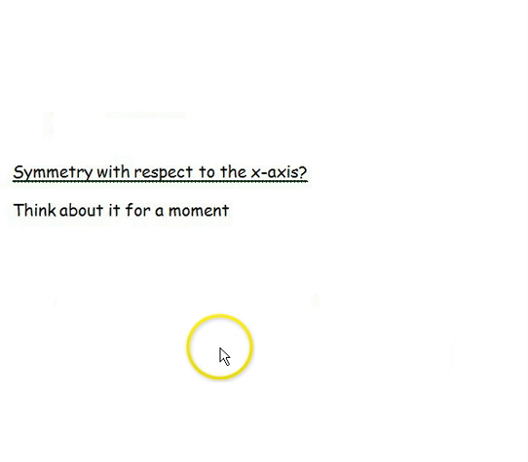Finally, we haven't talked about what it means for a function to be symmetric with respect to the x-axis. If you think about that for a minute, if a function was symmetric with respect to the x-axis, we would have two values of x, one value of x related to two values of y, which means it would not be a function. In other words, if a graph is symmetric with respect to the x-axis, it violates the vertical line test. Think about that.